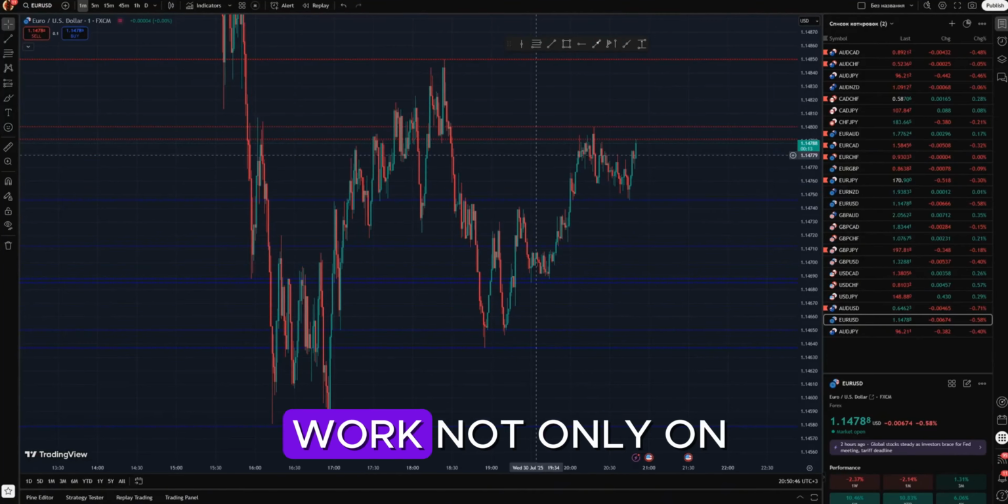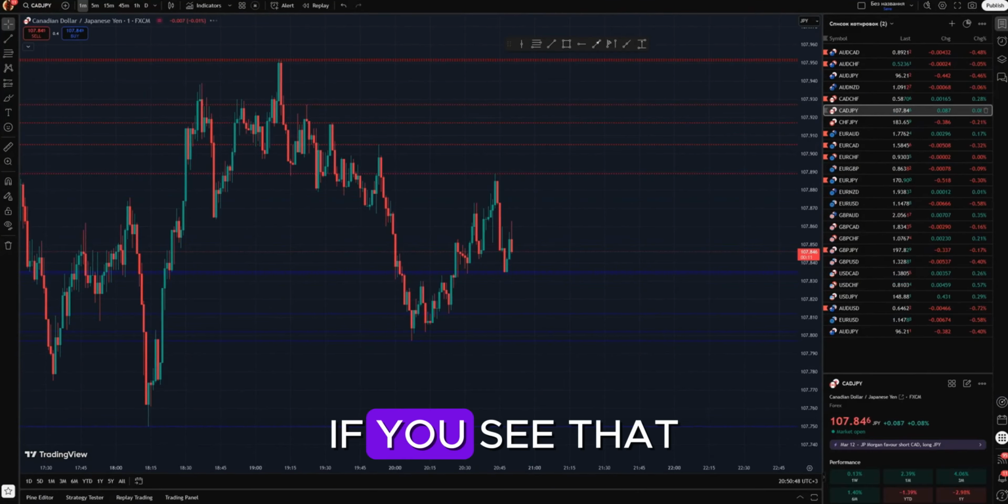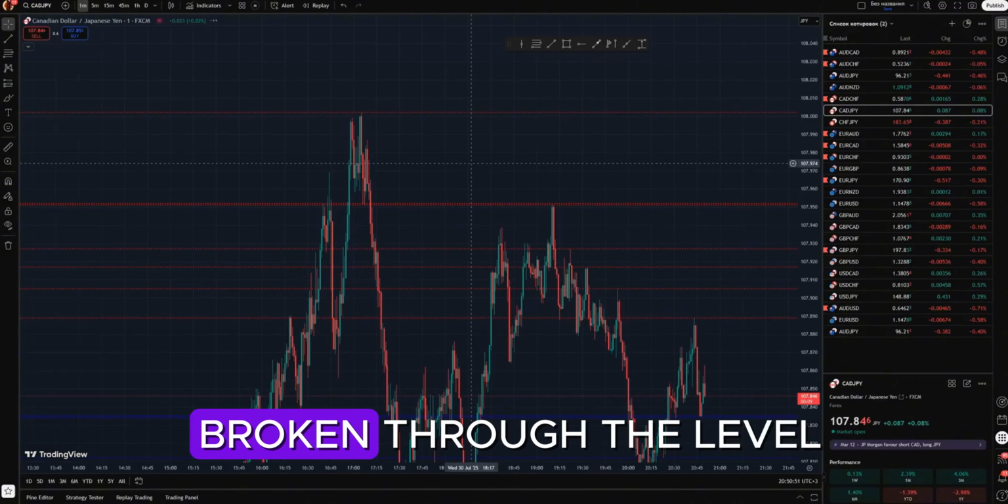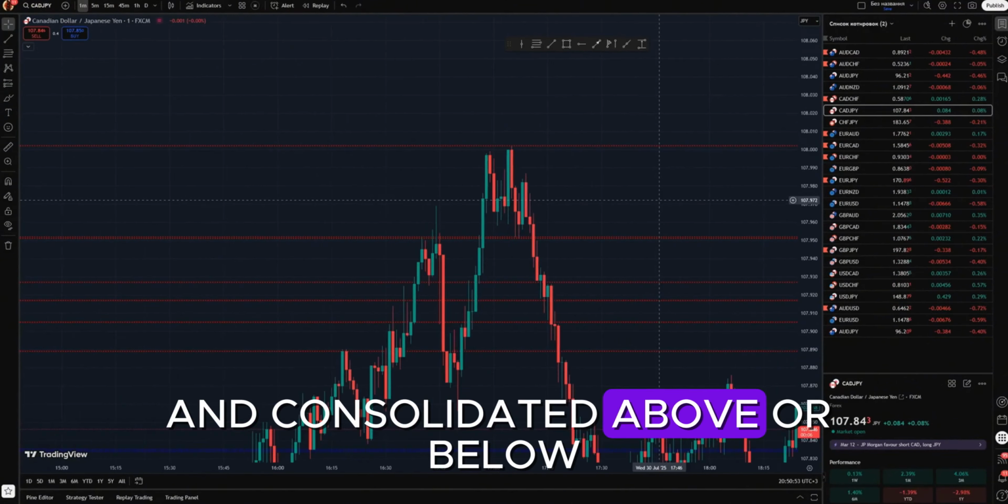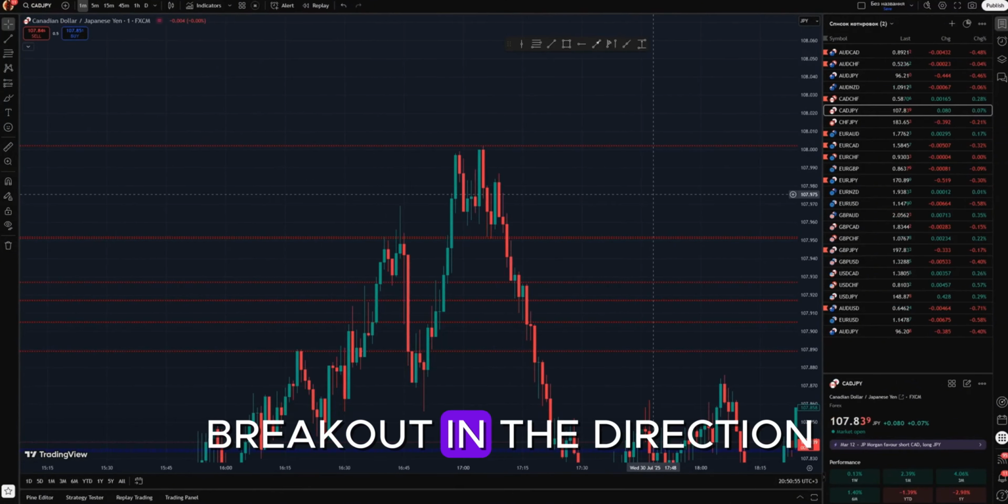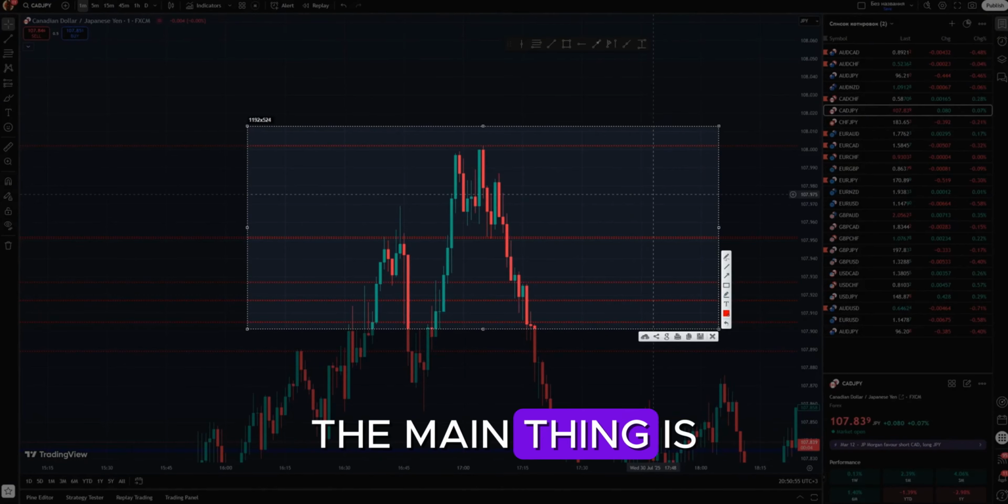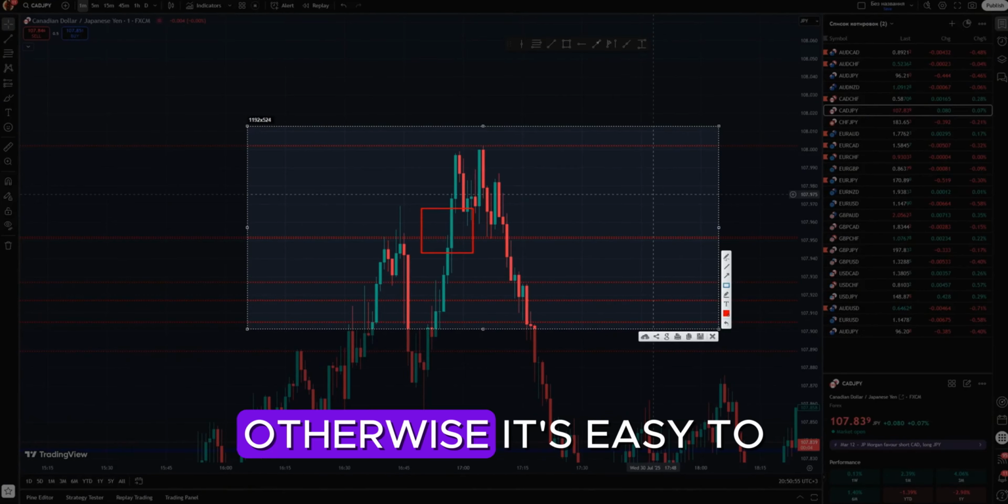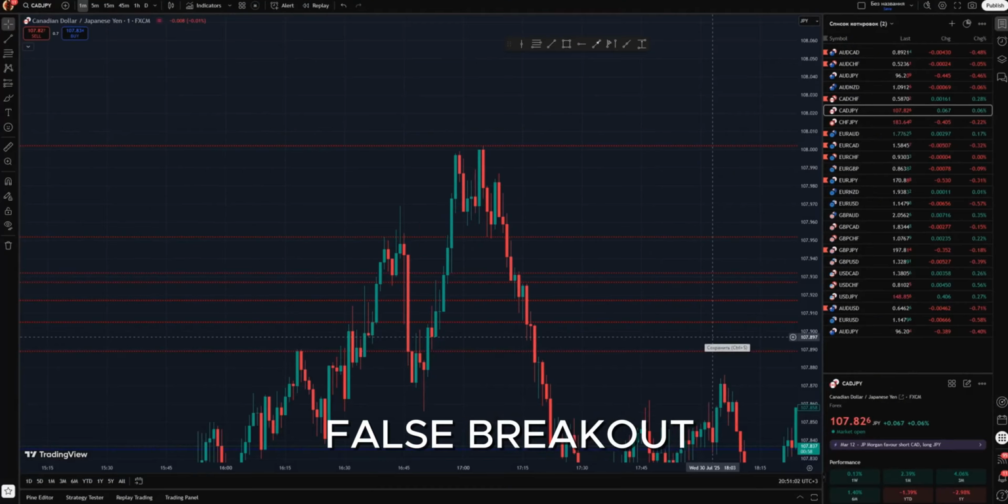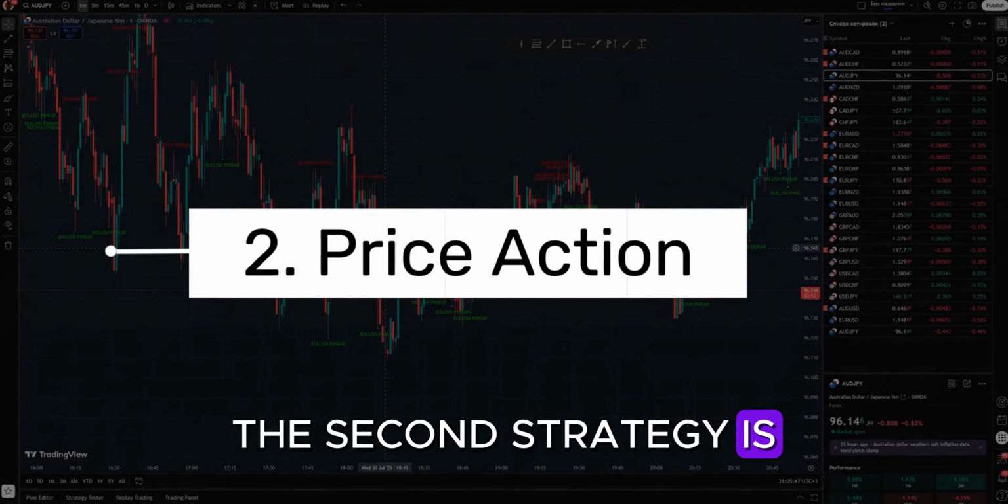And yes, you can work not only on the bounce. If you see that a candlestick has powerfully broken through the level and consolidated above or below, you can trade the breakout in the direction of the move. The main thing is to wait for the candlesticks to close, otherwise it's easy to get caught in a false breakout.